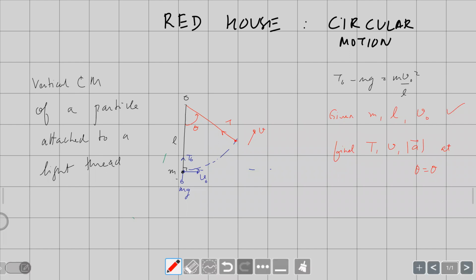So how does it adjust? It adjusts in such a way that it maintains centripetal acceleration of V square by L, so that the particle keeps turning. Mg is a constant force, you cannot change that. But tension is the force in the spring which keeps adjusting itself according to the instantaneous velocity. Both the direction and magnitude of tension are changing. Okay, so we'll do that next.